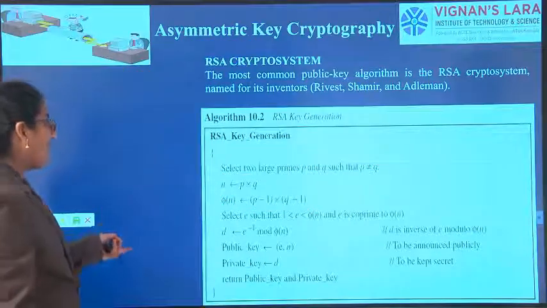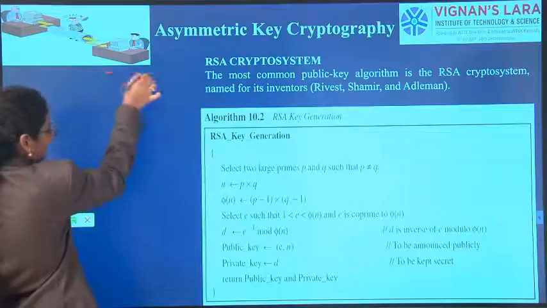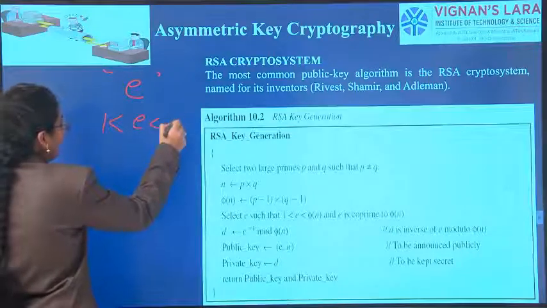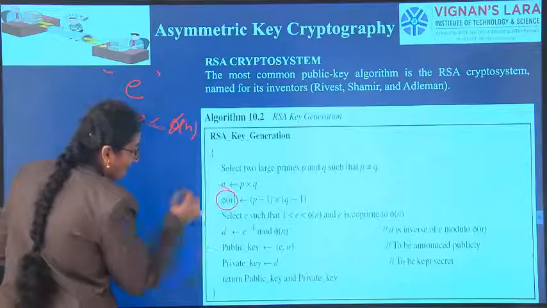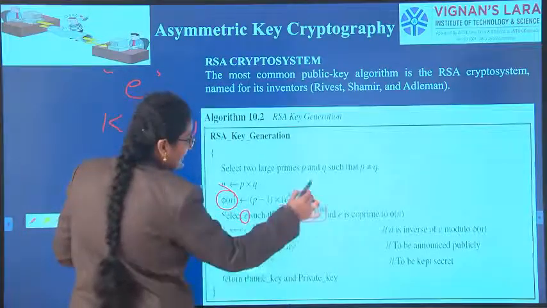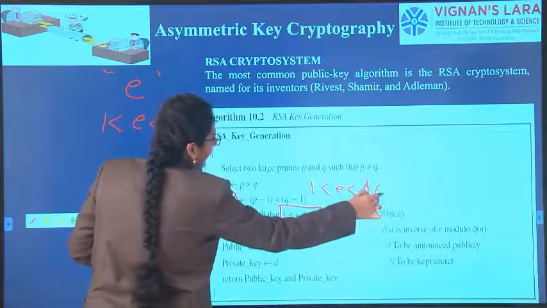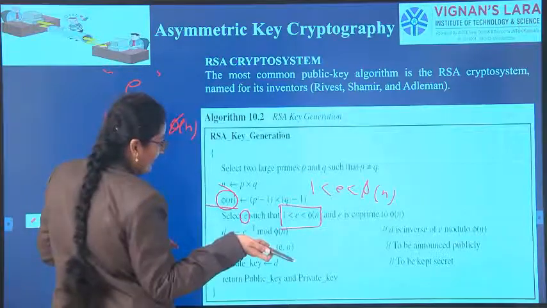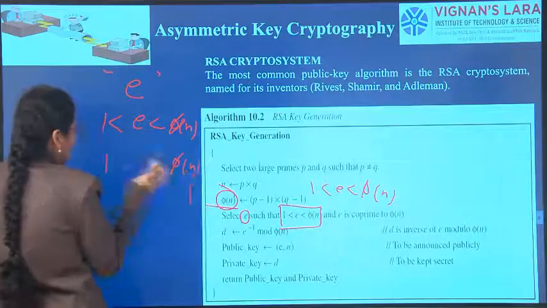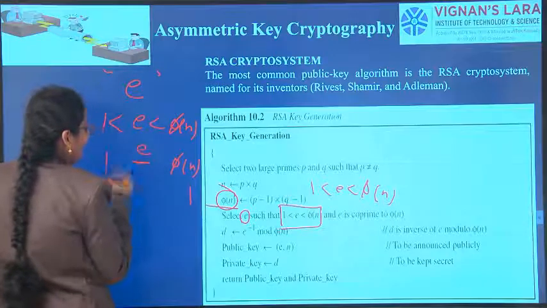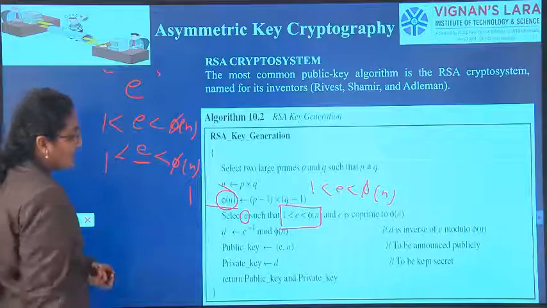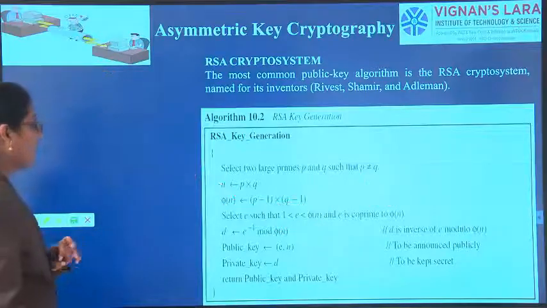Next, you have to select E. What is the condition to select E? 1 less than E less than phi of N. Here you will get the phi of N value. The formula for selecting E is 1 less than E less than phi of N. You already have the phi of N value and you know 1. The E value you select must be such that 1 less than E less than phi of N. After selecting the E value, now we go for encryption and decryption.